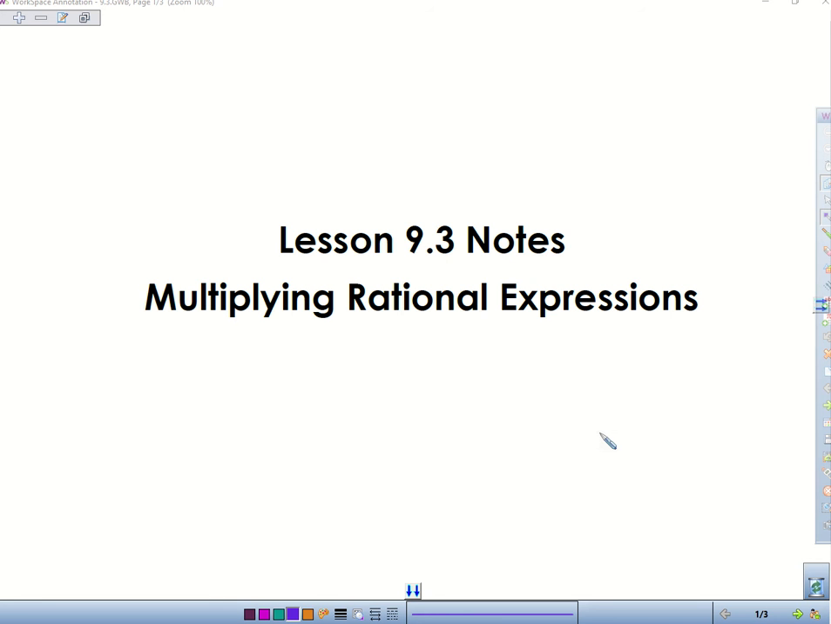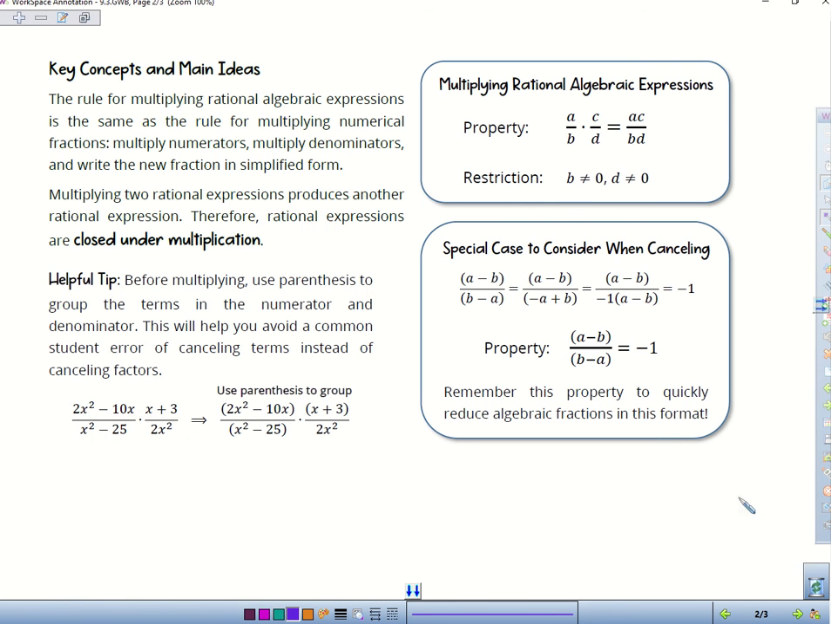All right, so today we're going to be doing 9.3, which is going to be multiplying rational expressions. The rule for multiplying rational algebraic expressions is the same as the rule for multiplying numerical fractions. Multiply numerators, multiply denominators, and write the new fraction in simplest form. Multiplying two rational expressions produces another rational expression. Therefore, the rational expressions are what we call closed under multiplication.